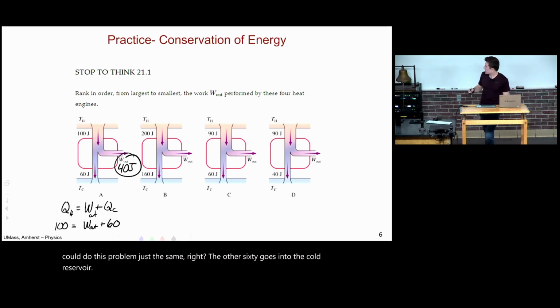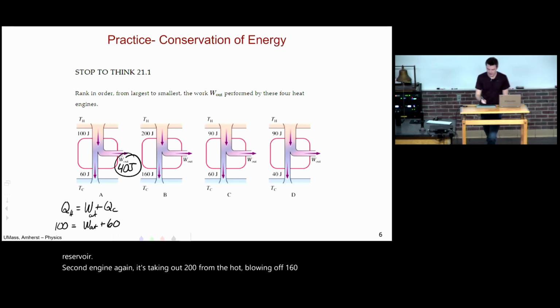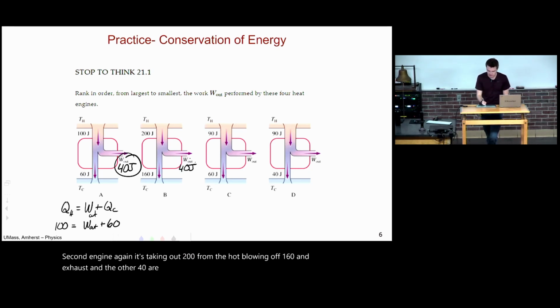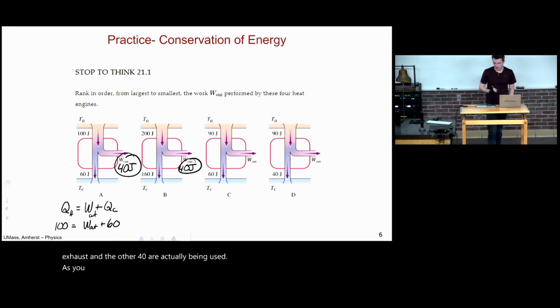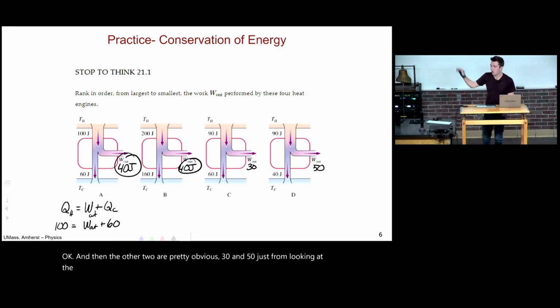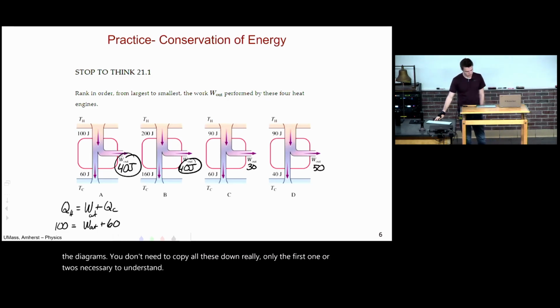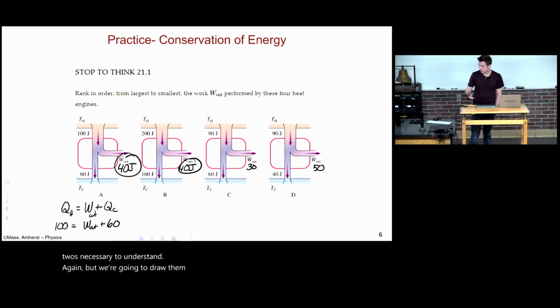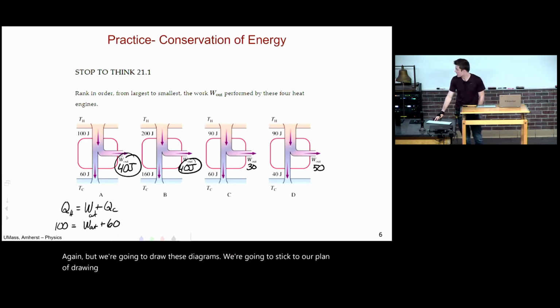Second engine, again, it's taking out 200 from the hot, blowing off 160 in exhaust, and the other 40 are actually being used as useful work. Okay, and then the other two are pretty obvious, 30 and 50, just from looking at the diagrams. You don't need to copy all of these down. Really only the first one or two is necessary to understand. Again, we're going to draw these diagrams. We're going to stick to our plan of drawing the figure, because without it, you can get screwed.